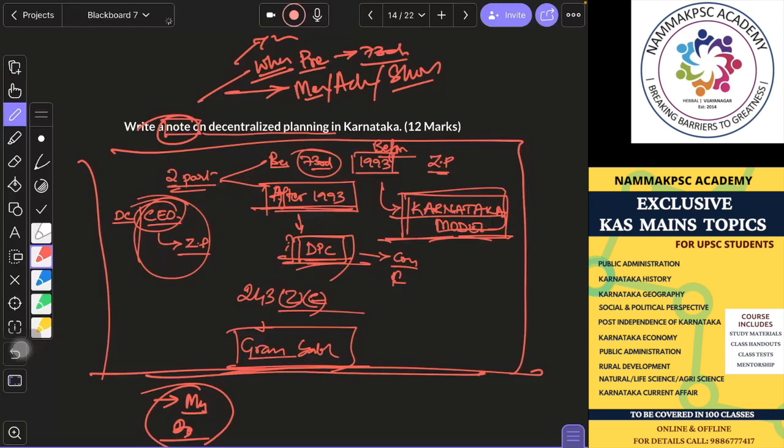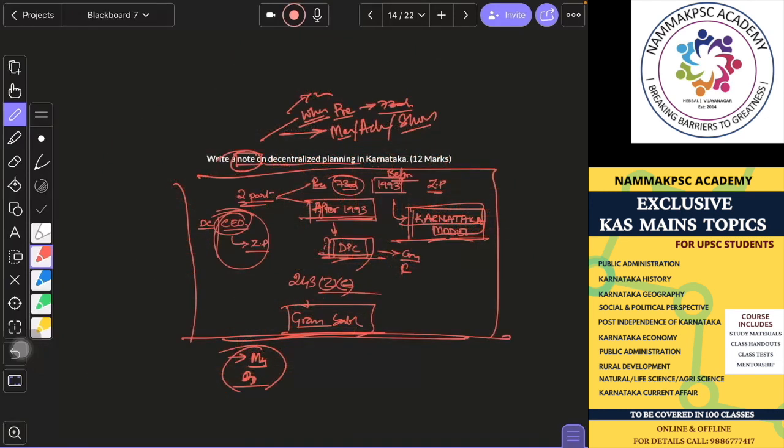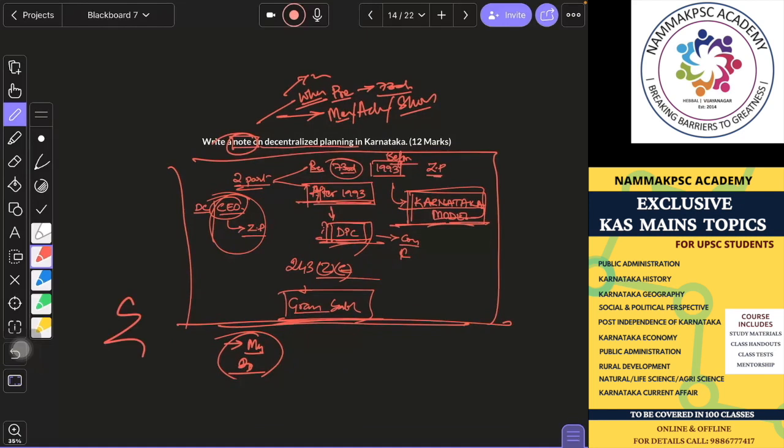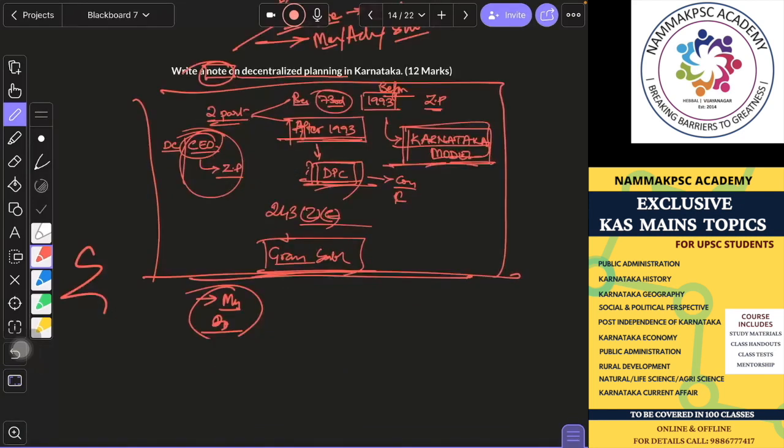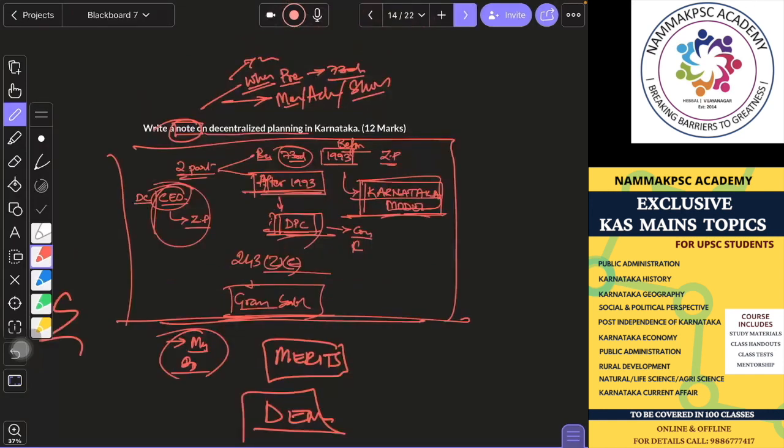You understood? See, these are things which need not be specially thought of or read. You don't have to read these from a particular book. These are things which you need to understand. That is, write on your own, like the merits. Why is decentralized planning required? What are the demerits? All that you should be able to write on your own. Okay, so this is about decentralized planning in Karnataka.